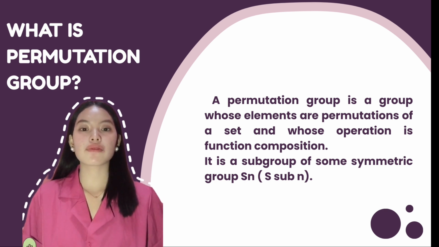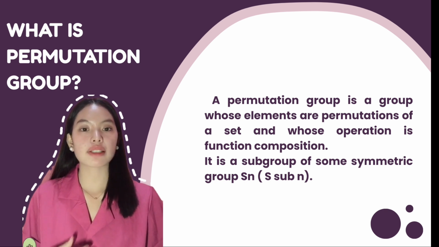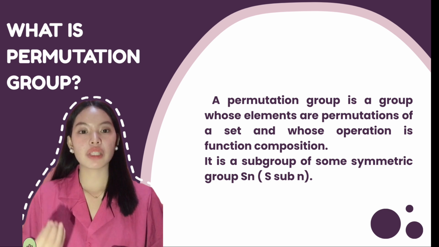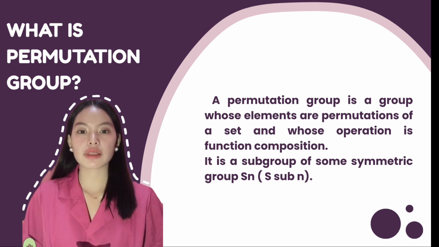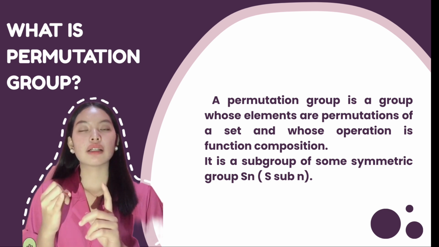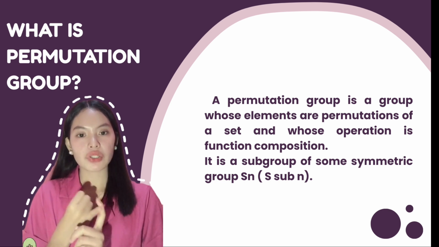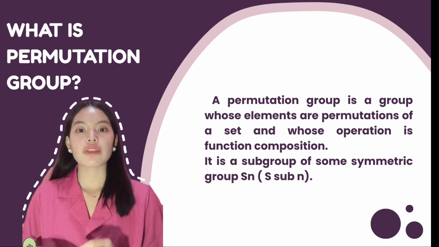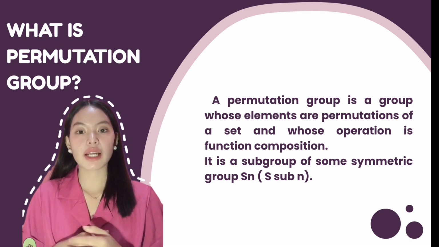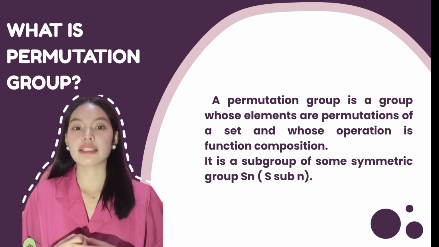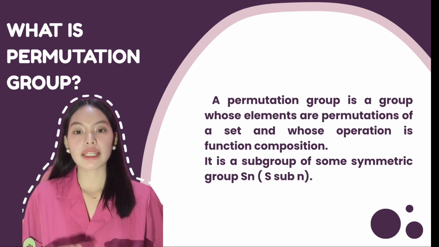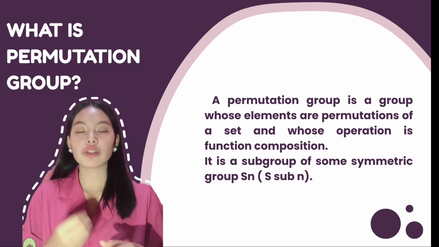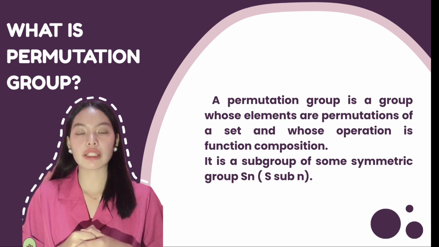It is a subgroup of some symmetric group S sub n. A permutation group is a set of permutations that satisfy the group rules. The group rules are closure, associativity, identity, and inverse under composition. That means if you apply one permutation after another, the result is still in the set. Permutation groups can be subgroups of a symmetric group. They are useful because they model rearrangements in a structured mathematical way.